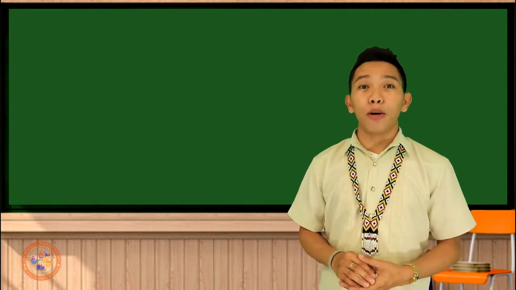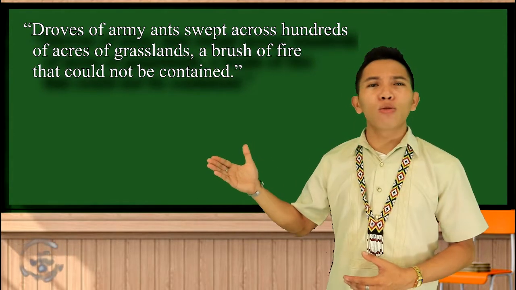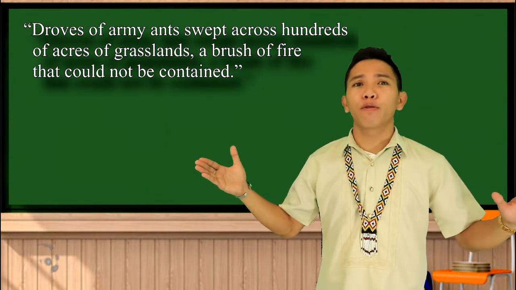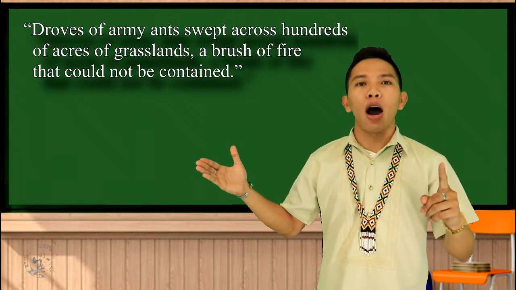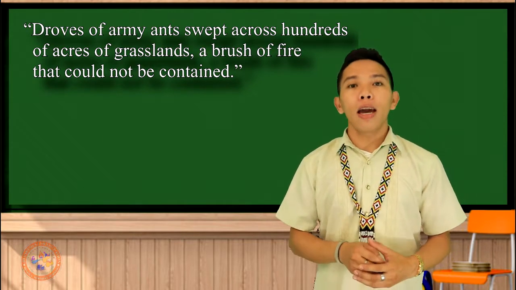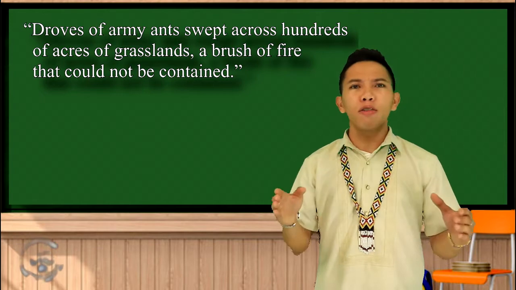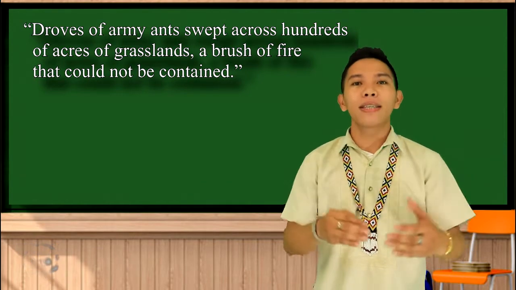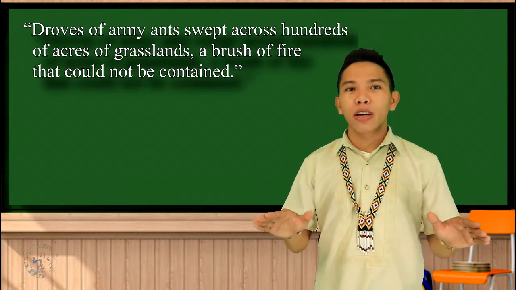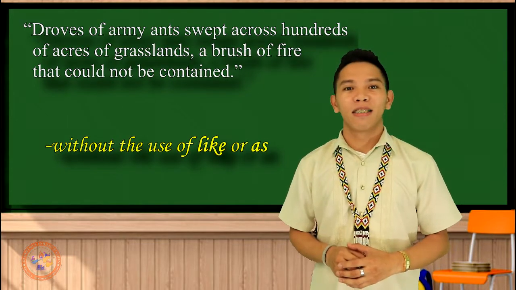Let's have an example of a metaphor. Droves of army ants swept across hundreds of acres of grasslands, a brush fire that could not be contained. Notice that the same topic was compared to the other except for the presence of the word like. We can say that the comparison was stated directly without the use of like or as.